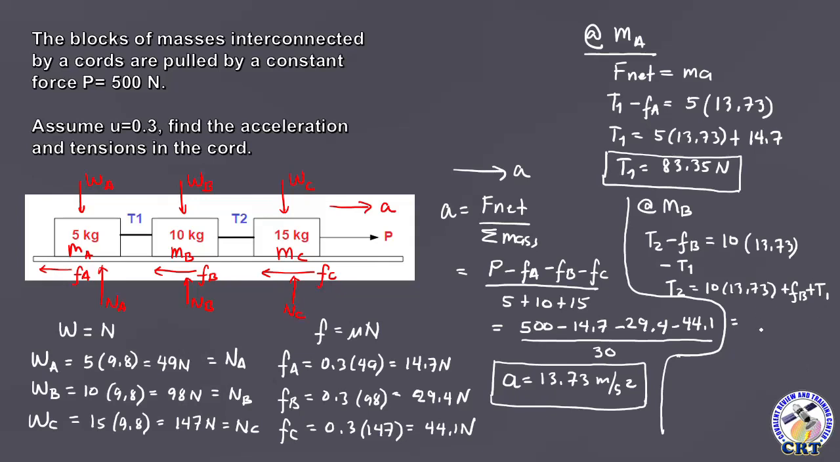So further substitution, this is 10 times 13.73 plus FB, this is 29.4, plus T1, this is 83.35. Solving for T2, this will give us 250.05 newtons.